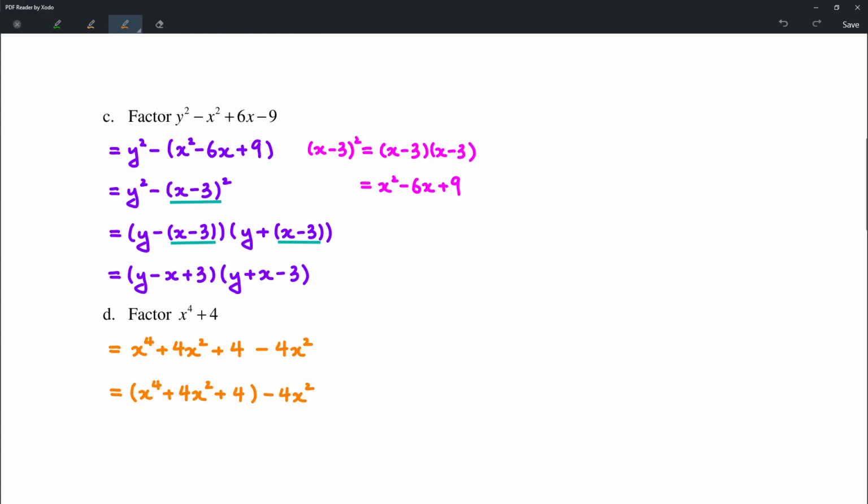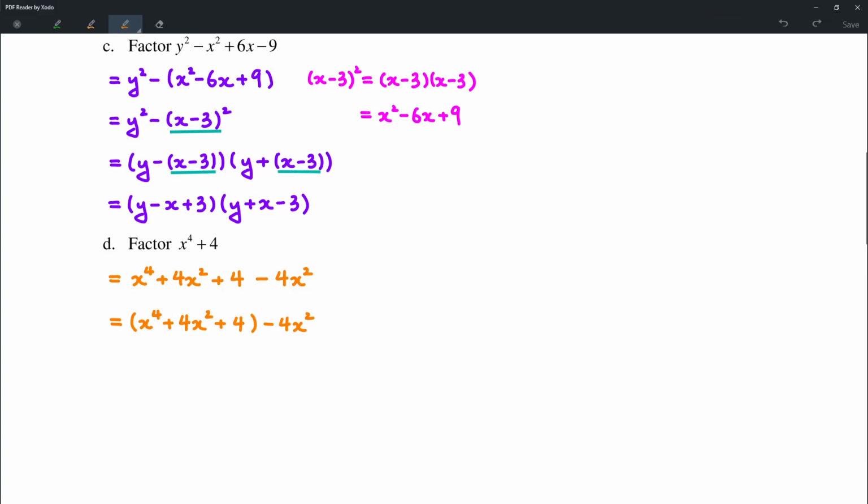And now we can factor that. So we'll get x squared plus 2 all squared, and then minus 4x squared. So now what happens is x squared plus 2 squared is a perfect square, and 4x squared is also a perfect square, so we can treat this expression as a difference of squares.